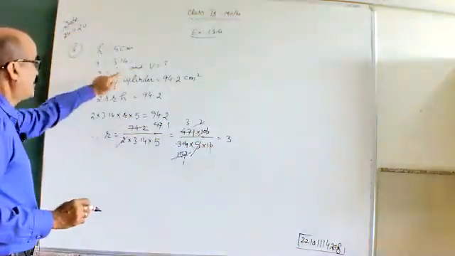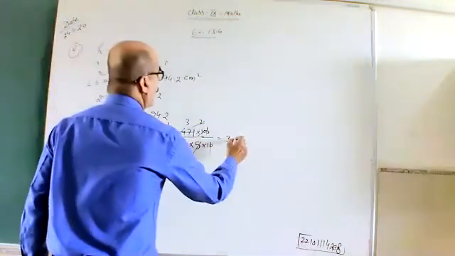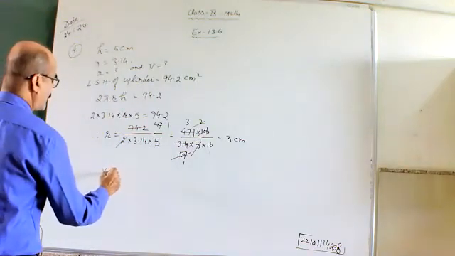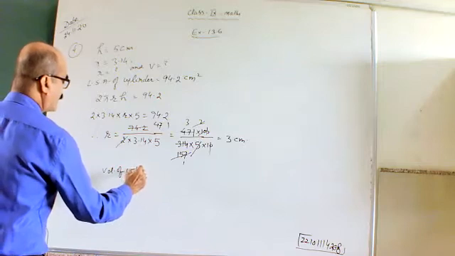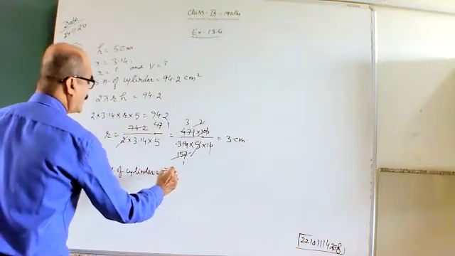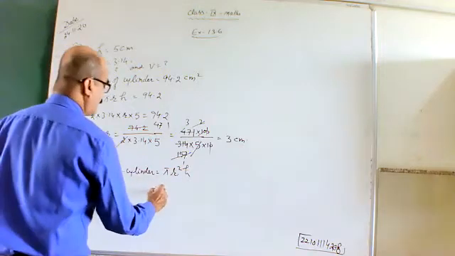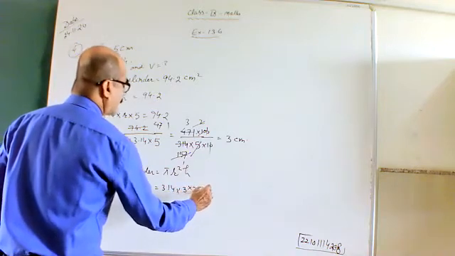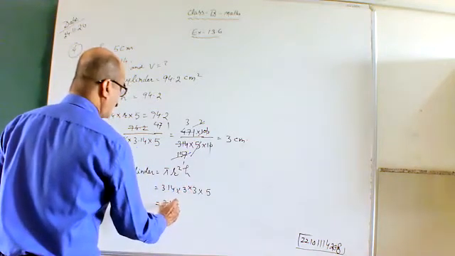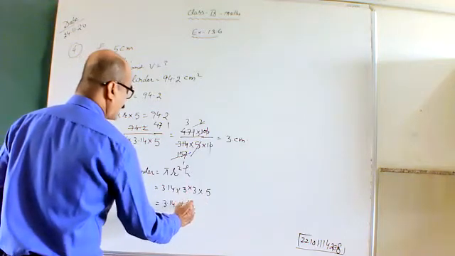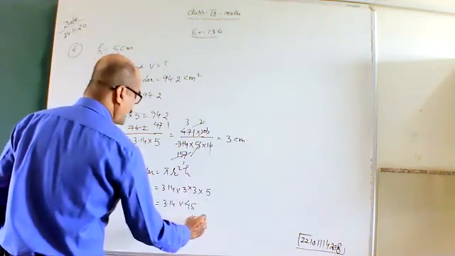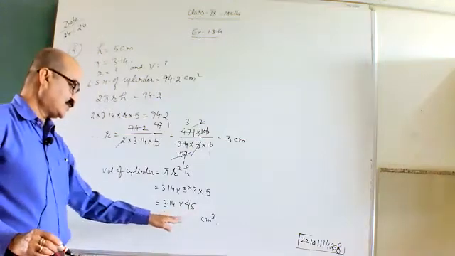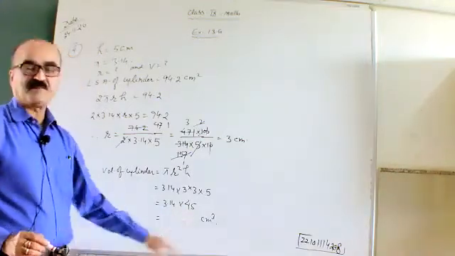So your radius is now how much? 3 centimeter, R is equal to 3 centimeter. Now you need to find the volume. Volume of a cylinder is equal to pi r square h. So pi 3.14, r is equal to 3, and h is equal to 5. So 3.14 into 3 into 3 is 9, into 5 is 45. Multiply this, you will get the answer in centimeter cube. I hope you can multiply 3.14 into 45 and you will get the answer in centimeter cube.